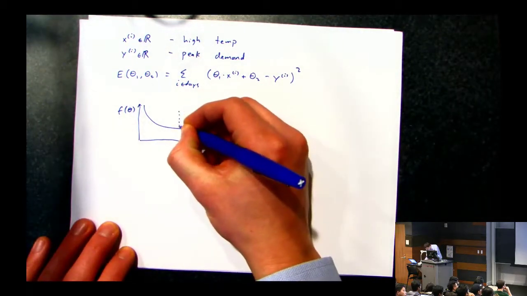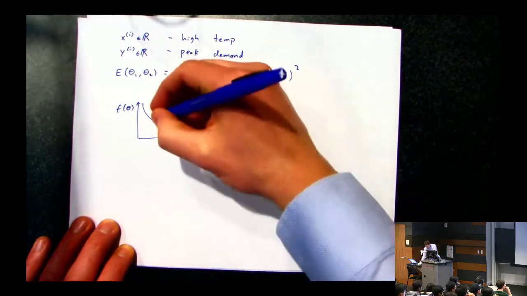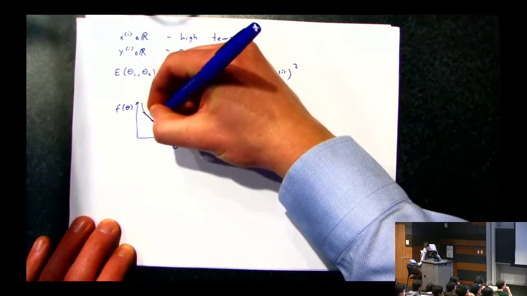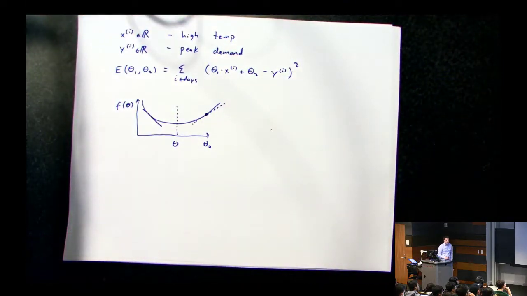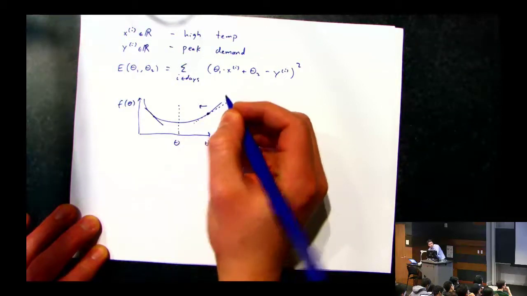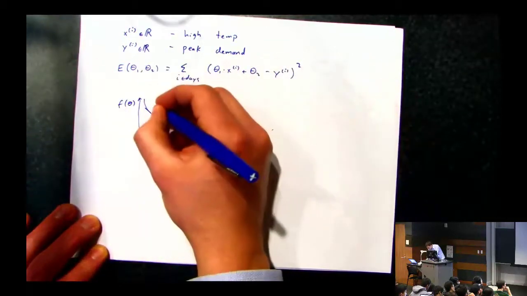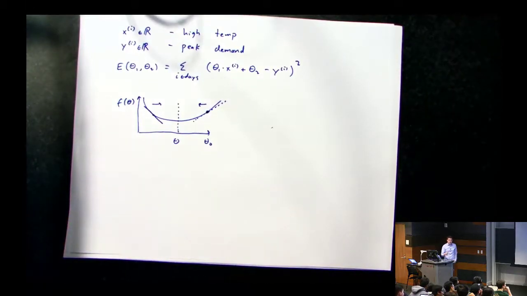So this is the minimum. Over on this side of the function, the derivative is always negative, it always has a negative slope. And over this side of the function, the derivative is always positive, it has a positive slope. So when the derivative is positive, we want to move this way, towards the lowest point. And when the derivative is negative, we want to move this way. In other words, we want to move in the direction of the negative derivative of this function.